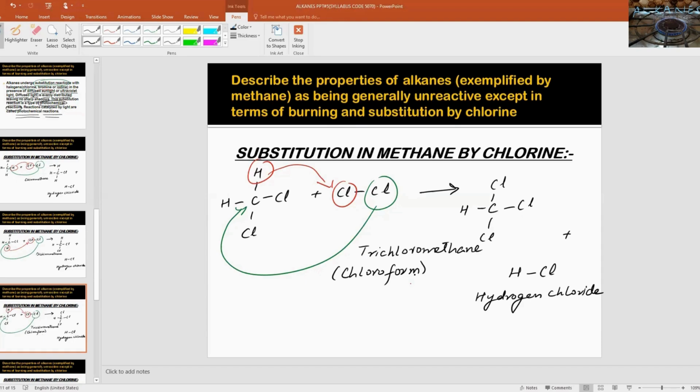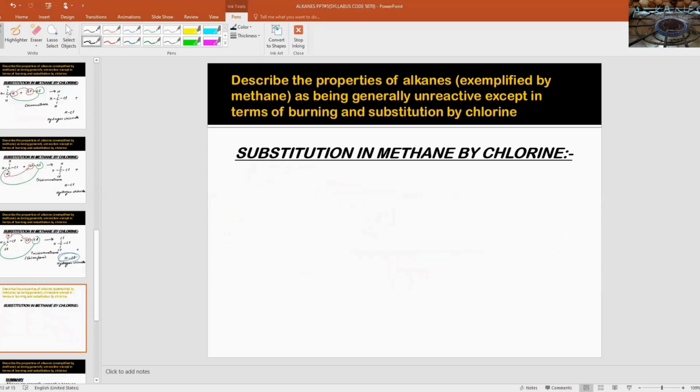You'll notice one thing, that hydrogen chloride is the common product. It is produced in all these three steps. In the fourth step, tetrachloromethane is a product along with hydrogen chloride.